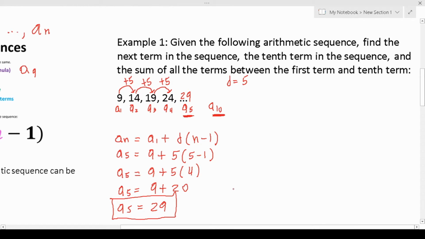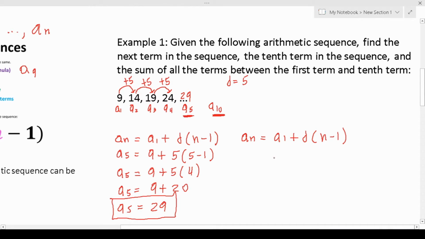That said, if you're doing really well on the ASVAB, you might be asked to find the 10th term in this sequence, in which case you might have to add 5, 5, 5, and 5 to get to the 10th term. Otherwise, you can make use of this formula to quickly solve what that 10th term is going to be. And again, we're going to use this formula, a_n equals a_1 plus d times (n minus 1).